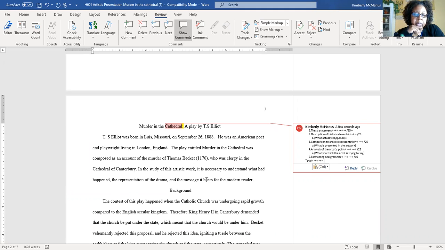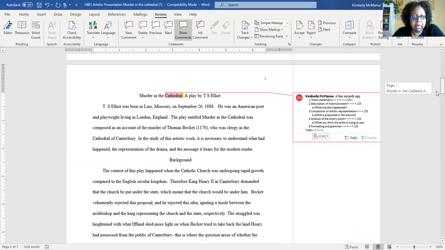Was composed as an account of the murder of Thomas Becket, who was clergy in the Cathedral of Canterbury. In this study of this artistic work, it's necessary to understand what had happened, the representation of the drama and the message it bears for the modern reader. Okay, so that would be your thesis statement.